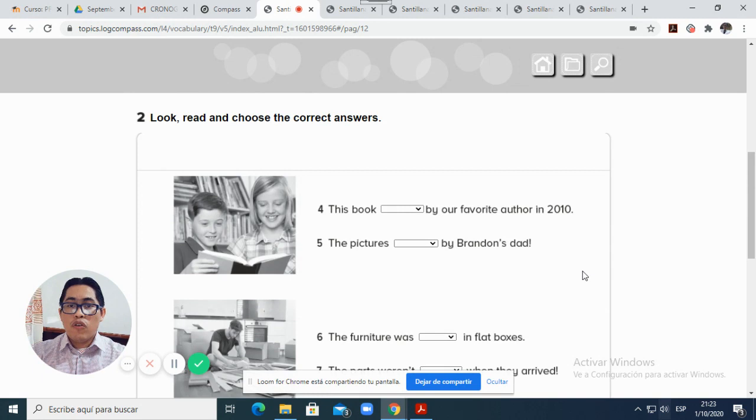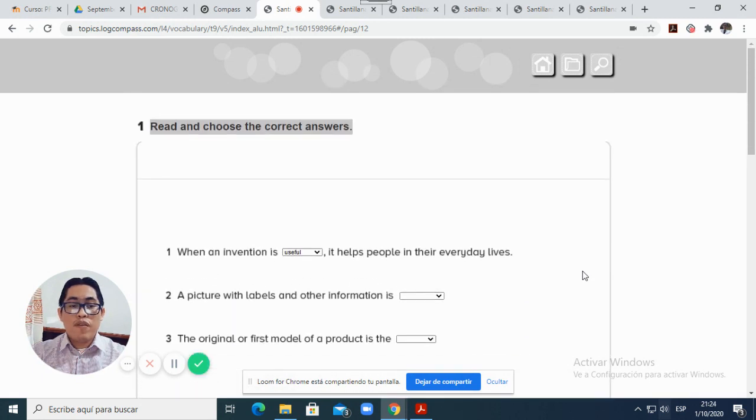Okay? So that's all for this week. Remember to send a picture of all these pages in the Moodle. Okay? Also, we will be practicing in the Zoom session.